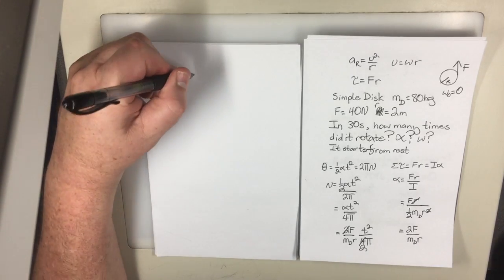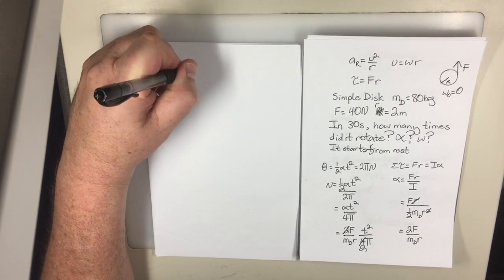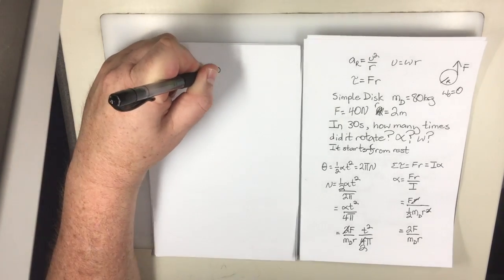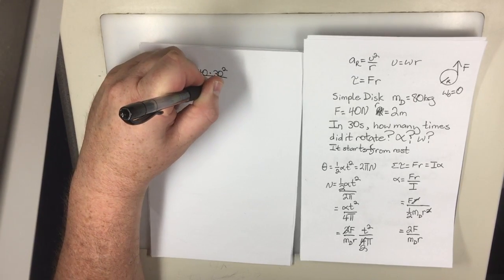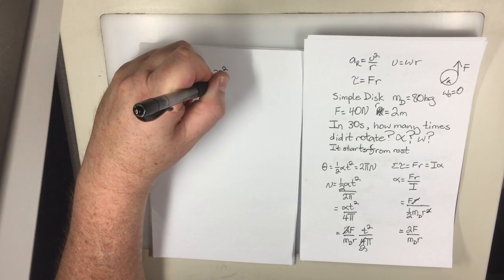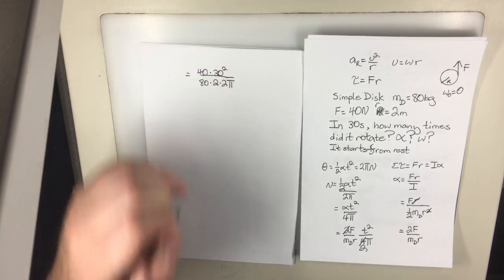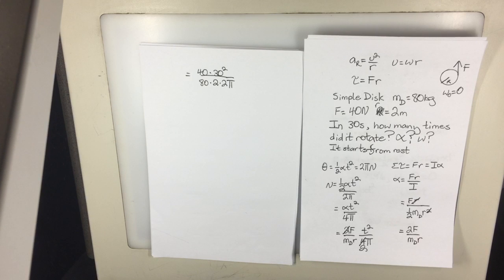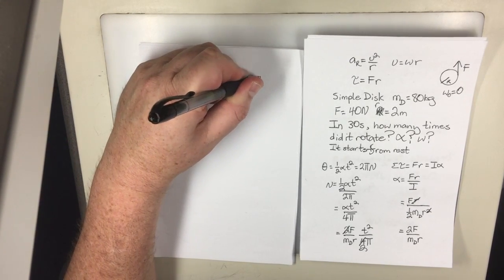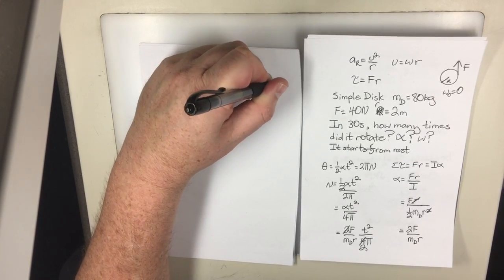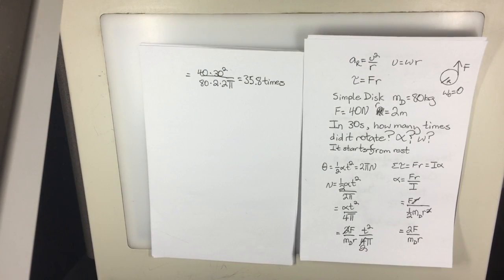Now let's plug in the values. Finally, I can get my n. So n is 40, 30 squared, over 80, 2 times another 2 times pi. And I get 35.8 times. That was the number of rotations.